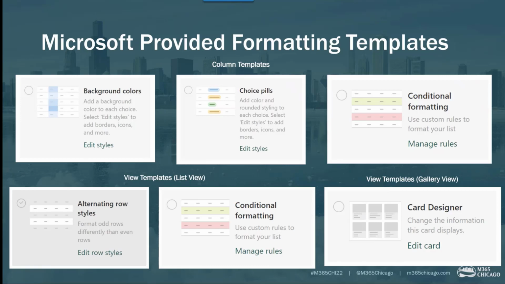And then we've got our card designer, because in views, there are two types of views. There's a list view and a gallery view. And this is brand new in the last year or so, where you've got a card view and a gallery view where you can actually see all the information about your item within a card view that you're looking at. And let's actually jump in and demo that.